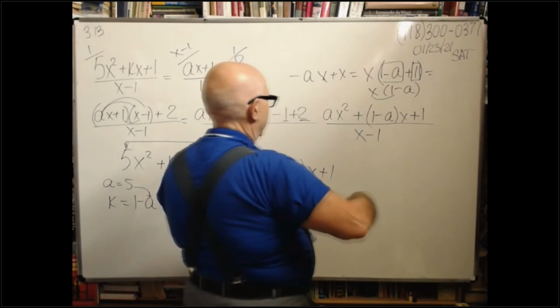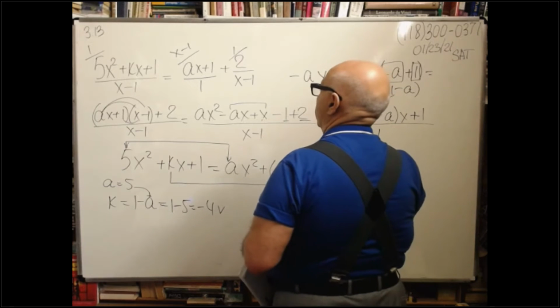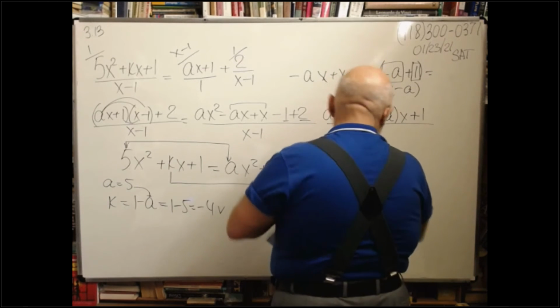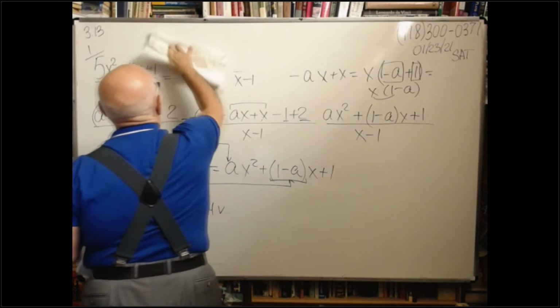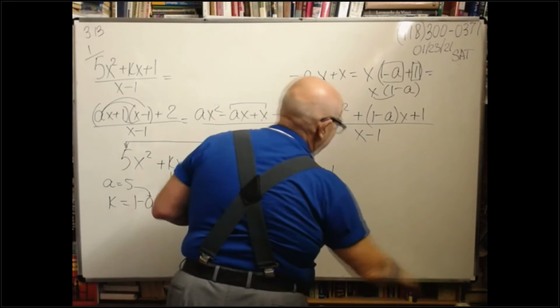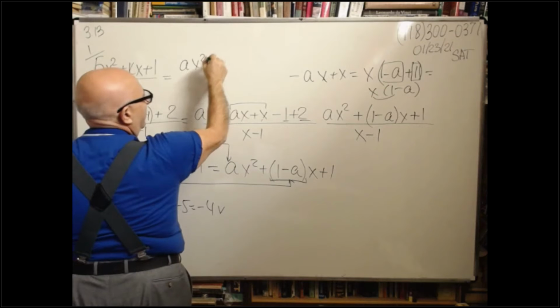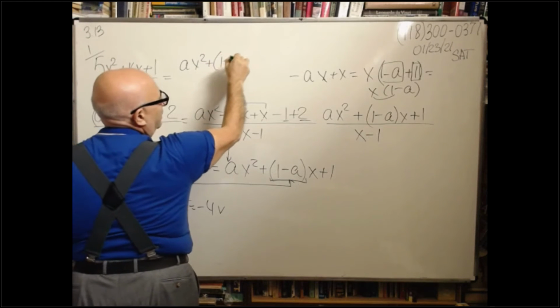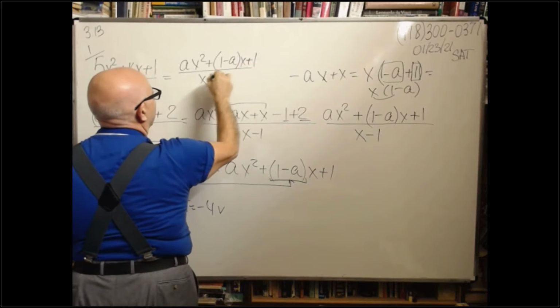Let me write this again. Look at this, what we got here. In order to save space and time, I will use what I have already, right? Yes or no? This is what is given, and this is what we got. I got ax squared plus 1 minus a times x plus 1, divided by x minus 1.